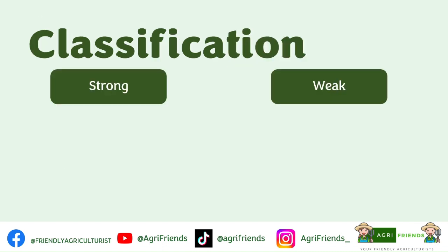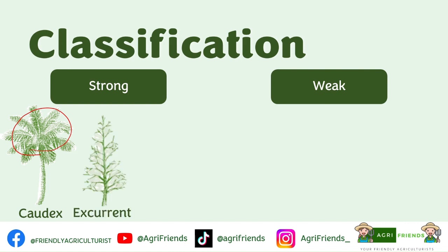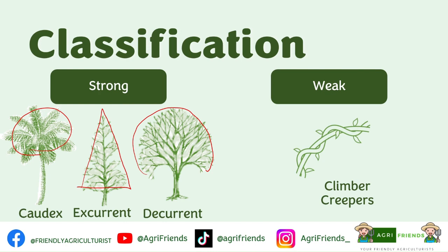There are two classifications of a stem, the strong stem and the weak stem. The strong stem is further classified into three: the caudex, or those with erect and strong stem with no branches but has a crown of leaves, such as the coconut, palm, and betel nut. The excurrent, this one is branched, but the branches are developed to produce a cone-like structure, while the decurrent is the dome shape. For the weak stem, we have the climbers and the creepers.